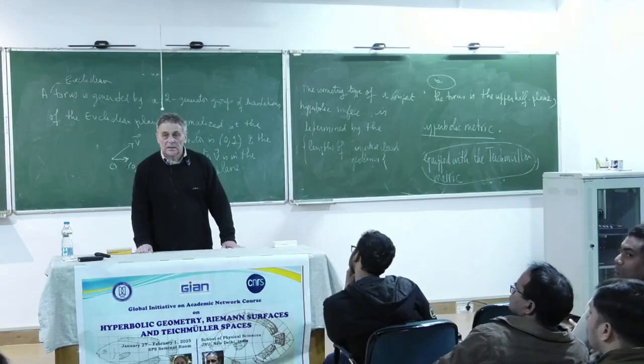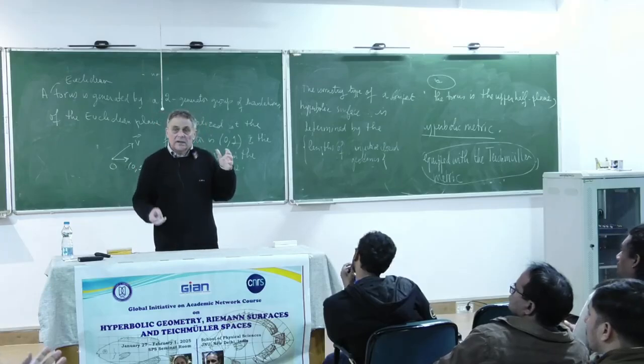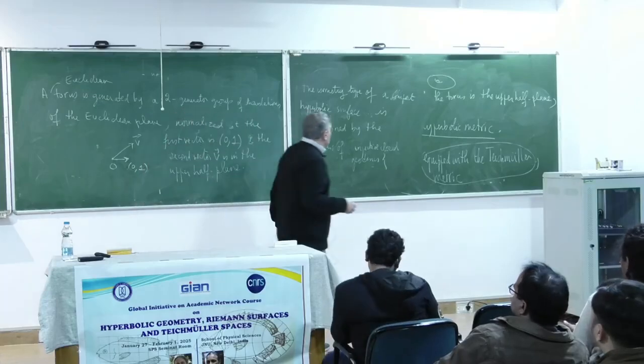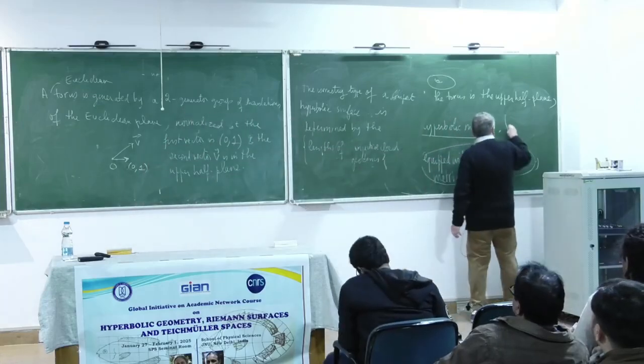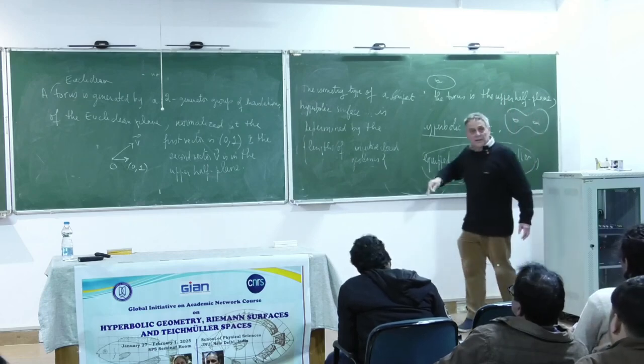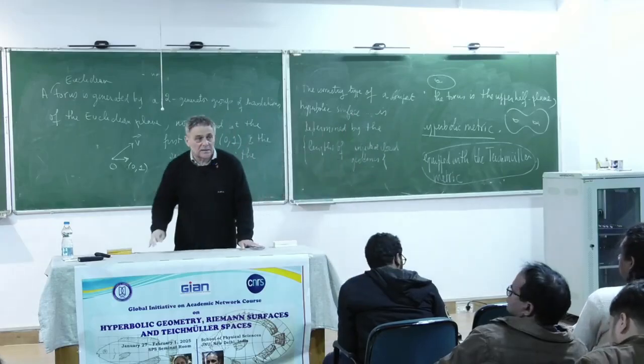Do you study all surfaces together? No. You study one surface, for instance, a surface of genus 2, but you study all the possible hyperbolic metrics on the surface. Yes, all of them together, but on a fixed topological type.